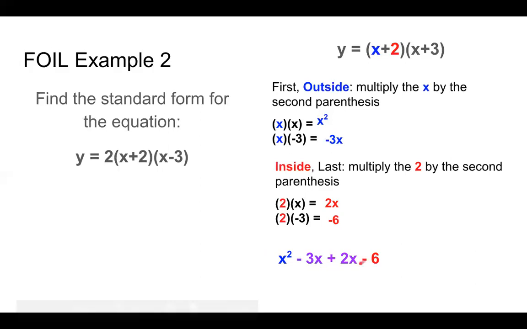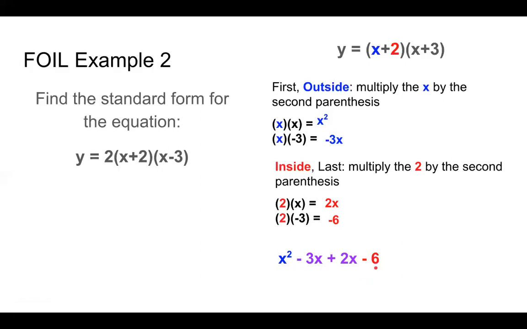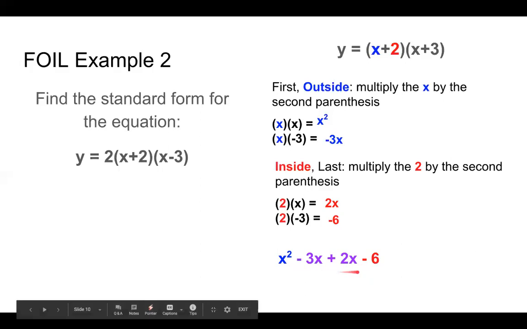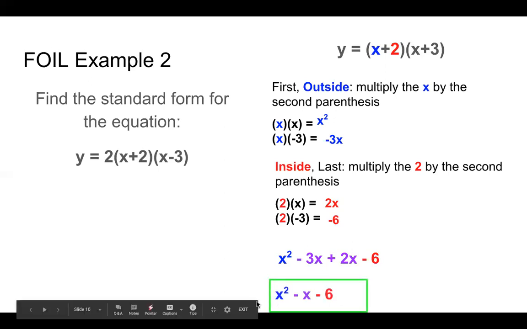So again, the x squared is by itself. That's fine just the way it is. The negative 6, boom, nothing else without a variable, so that's on its own. But these x's right here, we have to combine those like terms. So if I take negative 3x and I add 2x, what do I end up getting? I end up getting x squared minus x minus 6. Because if I add this negative 3x plus 2x, that makes a negative 1x. And that's how I got this number down here.